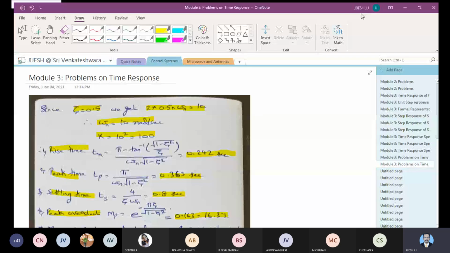Next you do the settling time, that is TS. You have to use the equation 4 by zeta omega n. You will get 0.8 seconds. Have you got 0.8 seconds? So all of you got 0.8 seconds.